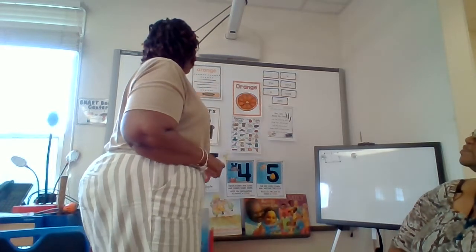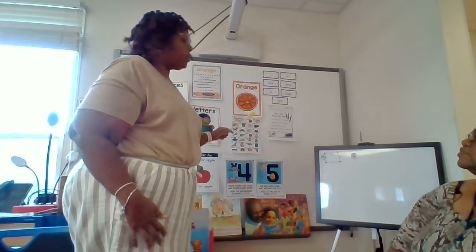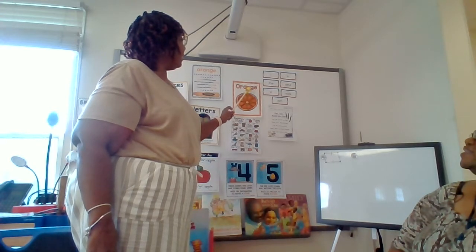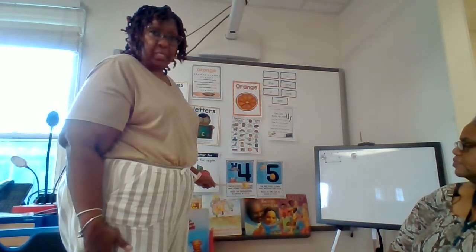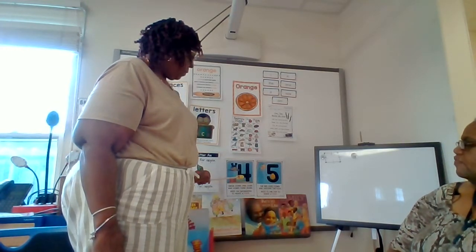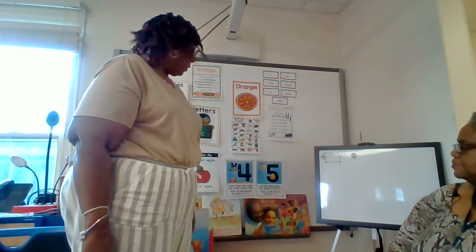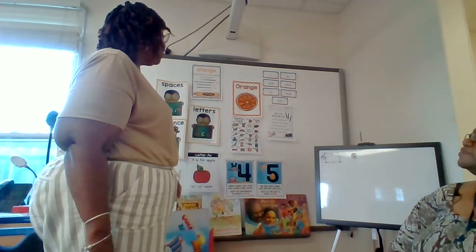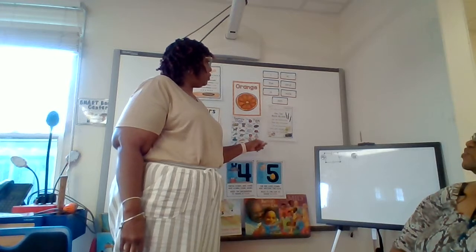This week we're studying the color orange. How do you spell orange? Let's do it. O-R-A-N-G-E. Orange. Very good. What numbers are we studying this week? The number 4. Good. And the number 5. Very good, boys and girls. And what letter are we talking about? The letter A. Good job. And our nursery rhyme this week is 1, 2, buckle my shoe.